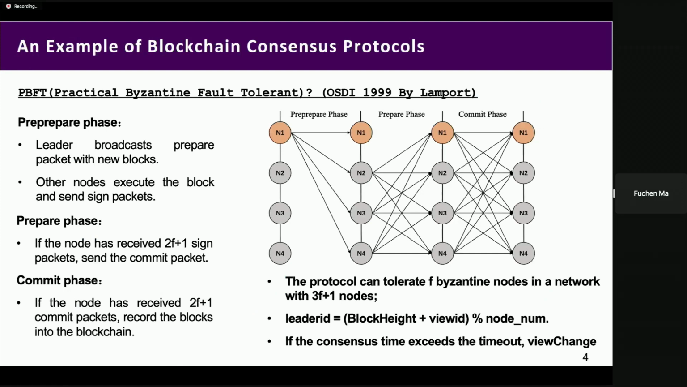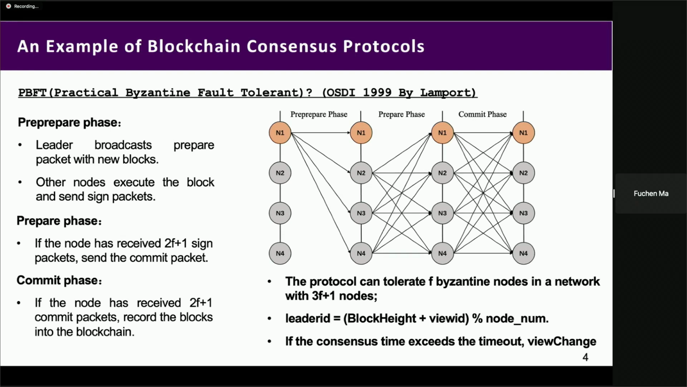I will briefly introduce the typical consensus algorithm PBFT, which was first proposed by Dr. Lamport in 1999. PBFT aims at achieving consensus even when there are Byzantine nodes. The design of the protocol contains three phases. In the first phase, called the pre-prepare phase, there is a chosen leader, and it will broadcast a pre-prepare packet with new blocks. Other nodes will then execute the block and send packets with their signature.